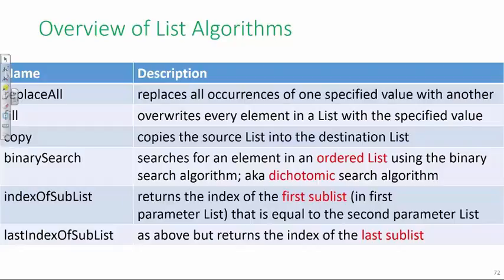So what this is going to tell you is, okay, I found your sublist in the original list, and it starts at index 5. And of course, the difference between index of sublist and last index of sublist is that if the sublist occurs several times in the original list, you want the start of the first occurrence or the start of the last occurrence, okay?